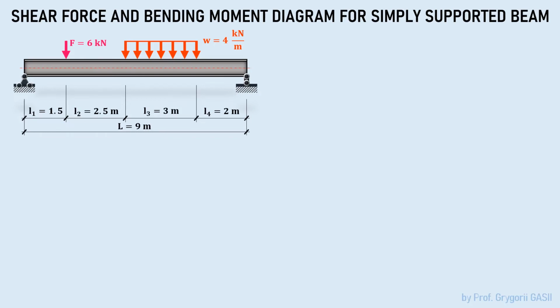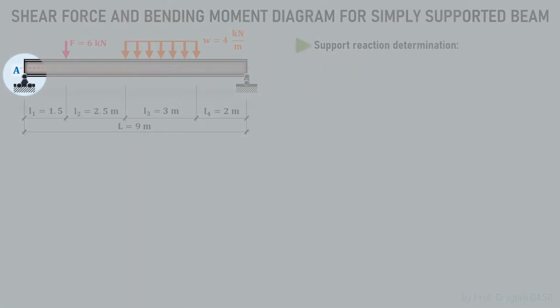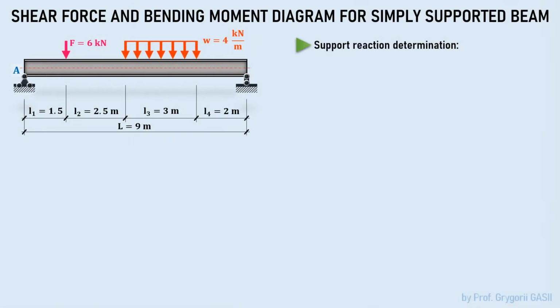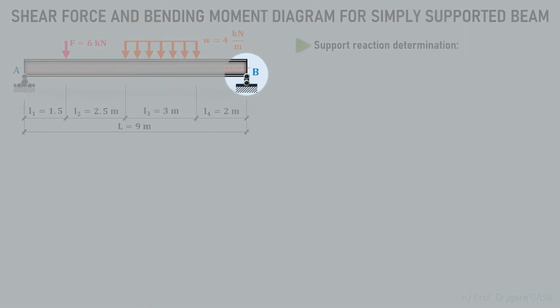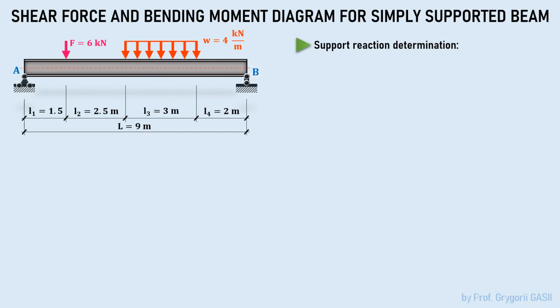It's like any other analysis of a structure. The analysis of a beam must begin with support reaction determination. To begin with, let's mark supports. The left pinned support is marked as a capital A, and the right roller support as a capital B. Next, create the design model. To do this, we discard the supports and show support reactions instead.